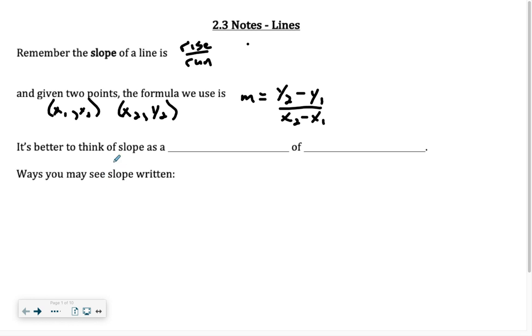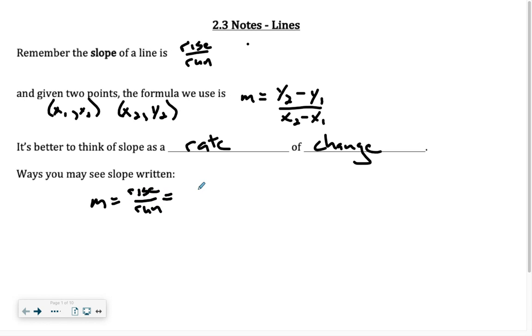All right, now, as we get up into higher levels of math, it's better to think of slope as a rate of change, how fast one variable is changing relative to another variable. Now we could see slope written a few different ways. We just talked about a few of them. M is usually the variable we use, but we could see it written as rise over run.